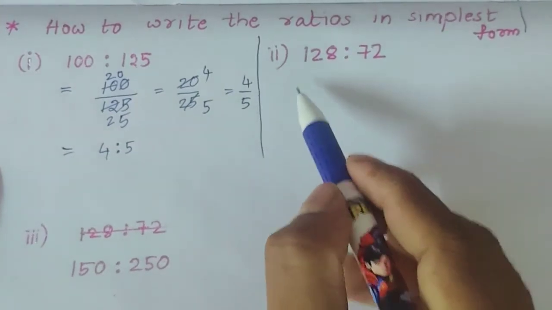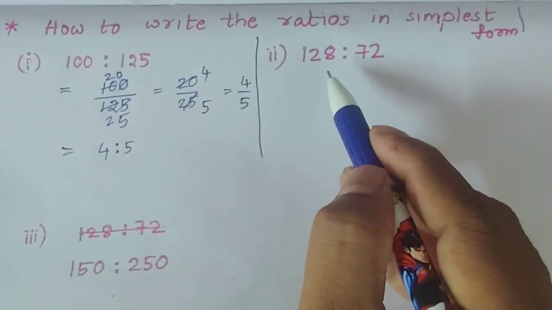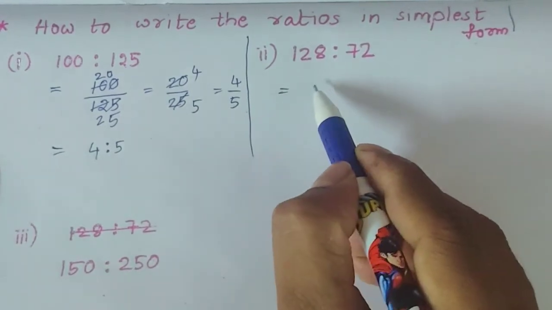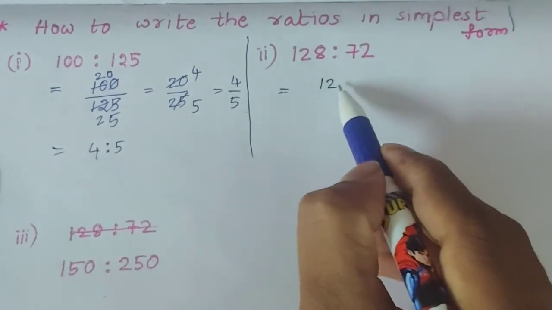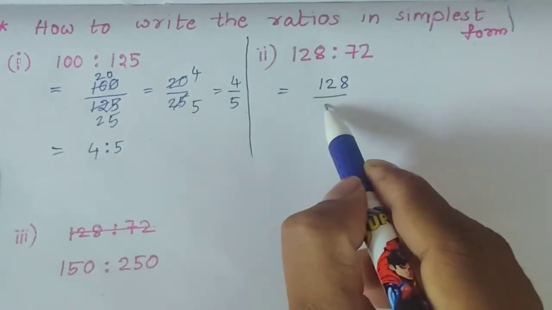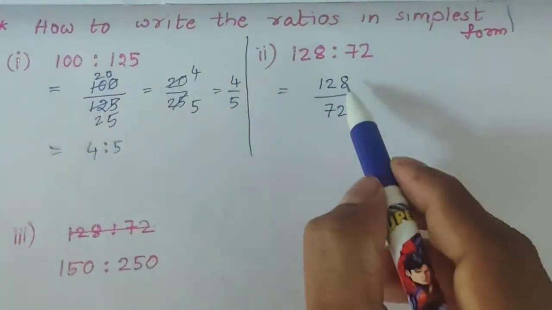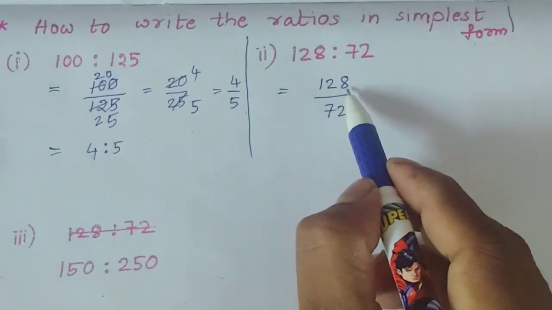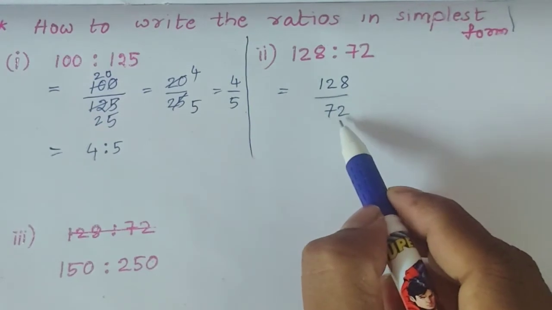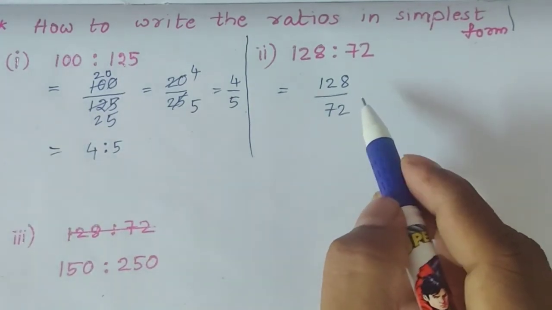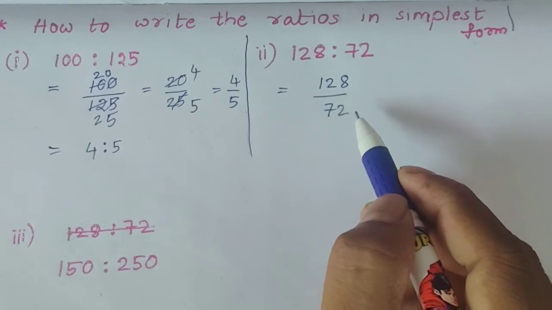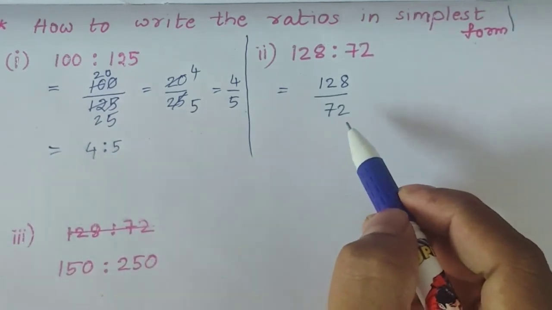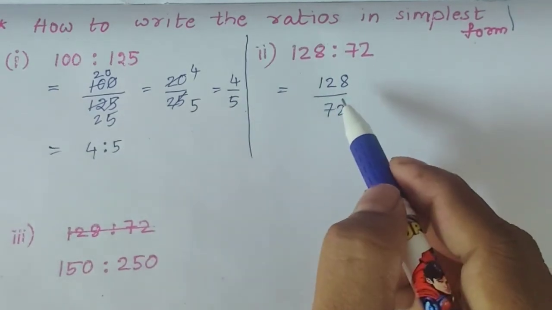The next problem is 128 is to 72. I am writing this in fractional form, 128 by 72. If you observe the last digits, in the numerator there is 8, which is an even number, and in the denominator there is 2, so this is also an even number. That means these two are easily cancelled in the second table. So I am going to cancel them in the second table.